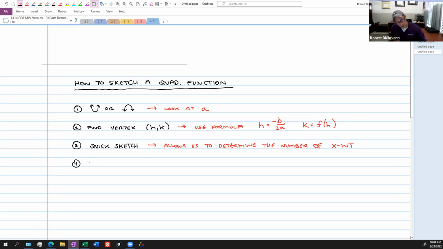Fourth step, find the x-intercepts if you have them. If you have any, I'll say. And we know to do that, we set the function equal to 0. And then it's either factor or quadratic formula. Fifth step, find the y-intercept. We guarantee have one. So all we're going to do here is plug 0 into the function. And the final step is to sketch it.